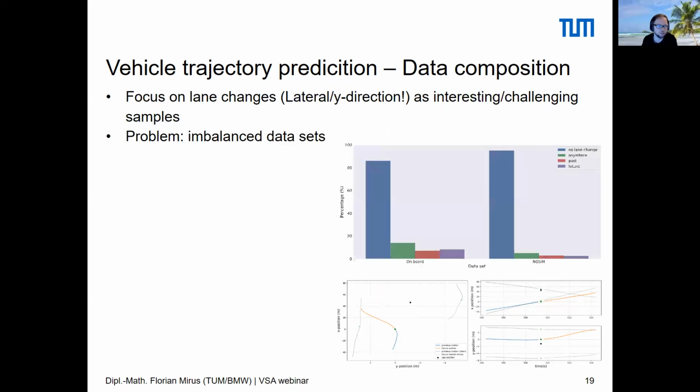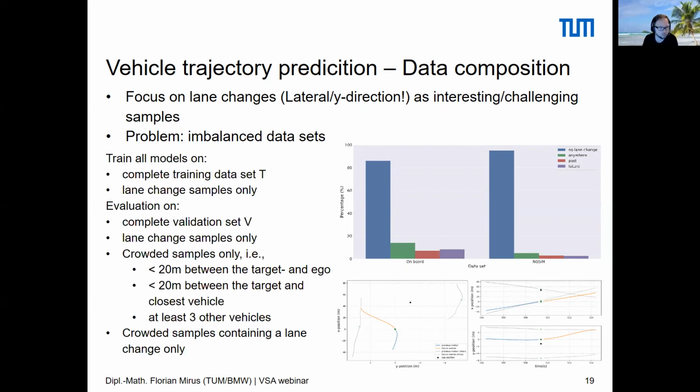But here the problem is that the data sets are imbalanced. What we can see here is that the BMW data set consists of basically 86% straight driving samples, where lane changes are a lot less prominent. And for the ngSim dataset, this discrepancy is even higher, with 95% of the samples not containing a lane change performed by the target vehicle.